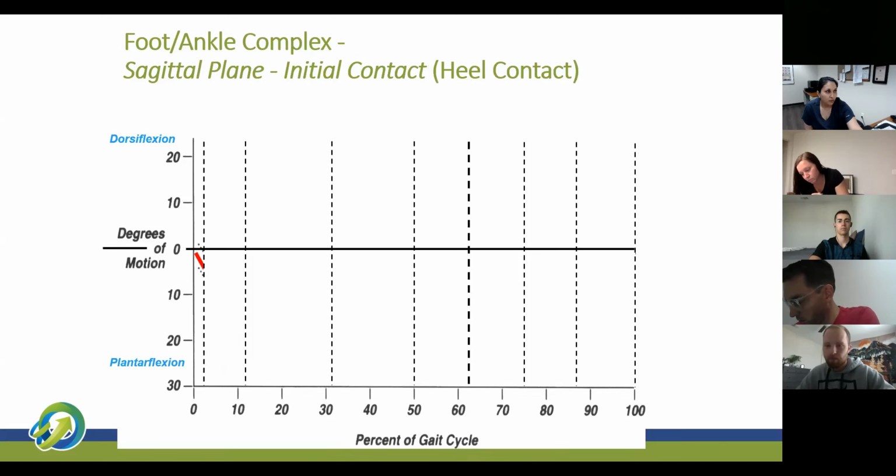Okay, so the first thing we're going to look at is the initial contact. That's when the heel is striking the ground. Really quick, we have something called ground reaction forces. For Newton's law, back in physics, for every action there's an equal reaction. So when we put our foot down on the ground, we're having an equal reaction coming back from the forces from the ground. Ground reaction forces only occur during the stance phase of gait. There are no ground reaction forces for the swing phase.